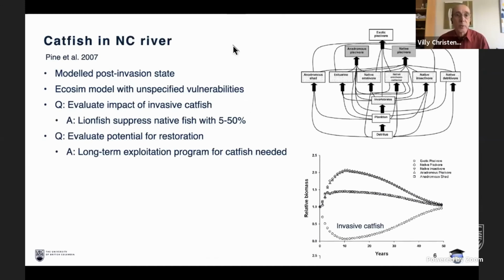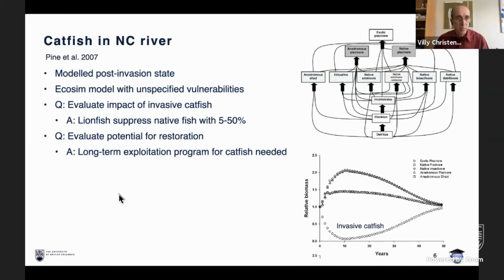Okay, moving on to catfish in North Carolina River. Another study here by Bill Pine and some of his colleagues. Again, they modeled the post-invasion state. Early study, it was not quite clear when I was reading this what kind of vulnerabilities they had, but they evaluate the impact of invasive catfish.